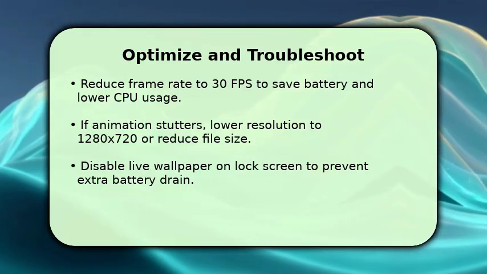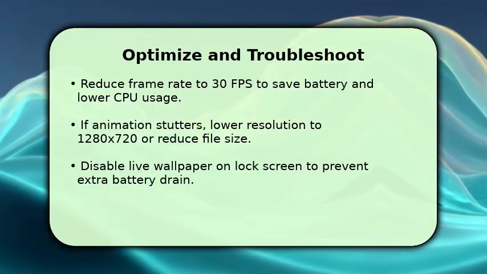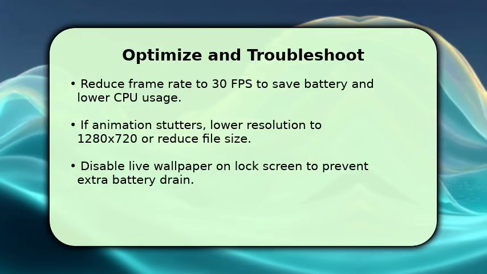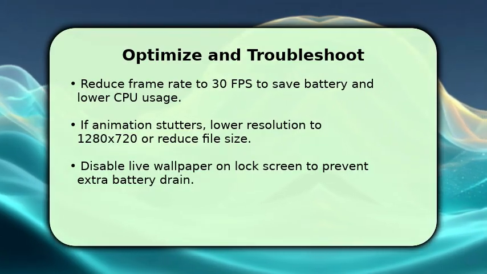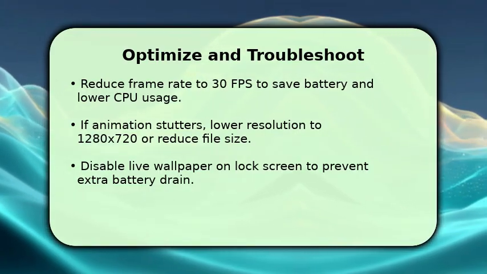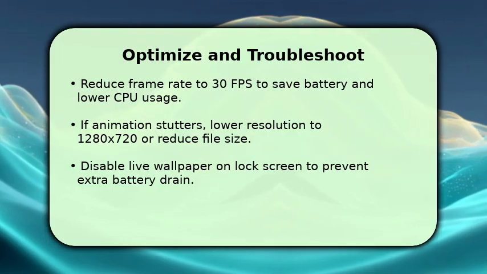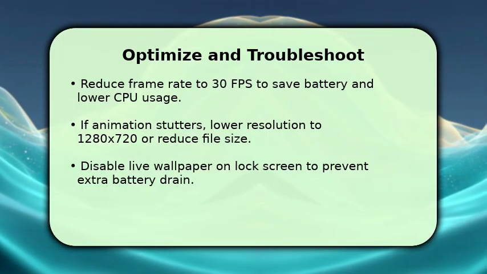Disable the animated wallpaper on the lock screen to stop constant playback while locked. Use a static fallback for low battery mode to preserve charge and system responsiveness. Test different loop lengths and frame rates until motion looks smooth without excessive power draw.